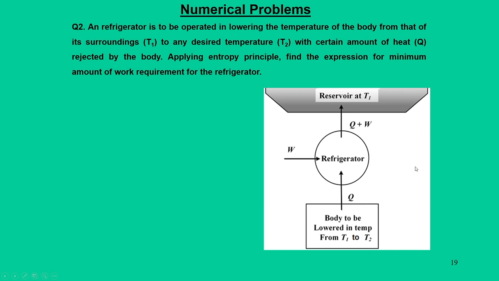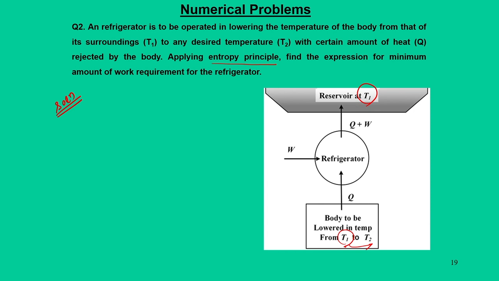And the next problem is again on the entropy principle. The problem statement is that we have a refrigerator, which is to be operated in lowering the temperature of a body from that of the surroundings to any desired temperature. That means a body with initial temperature T1 is to be reduced to temperature T2, and the surrounding temperature is also T1, and here we call this the reservoir temperature.